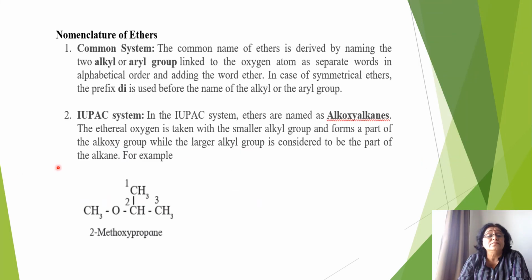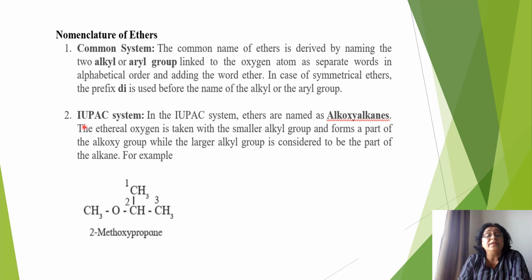Okay. Now let's come to ethers. The common name of an ether is derived by naming the two alkyl groups or the two aryl groups linked to the oxygen as separate words in alphabetical order and adding the word ether. In the case of symmetrical ethers, the prefix di can be used. So if you have CH3OCH3, it will be dimethyl ether. Or if you have CH3OC2H5, then in alphabetical order it will be ethyl methyl ether.